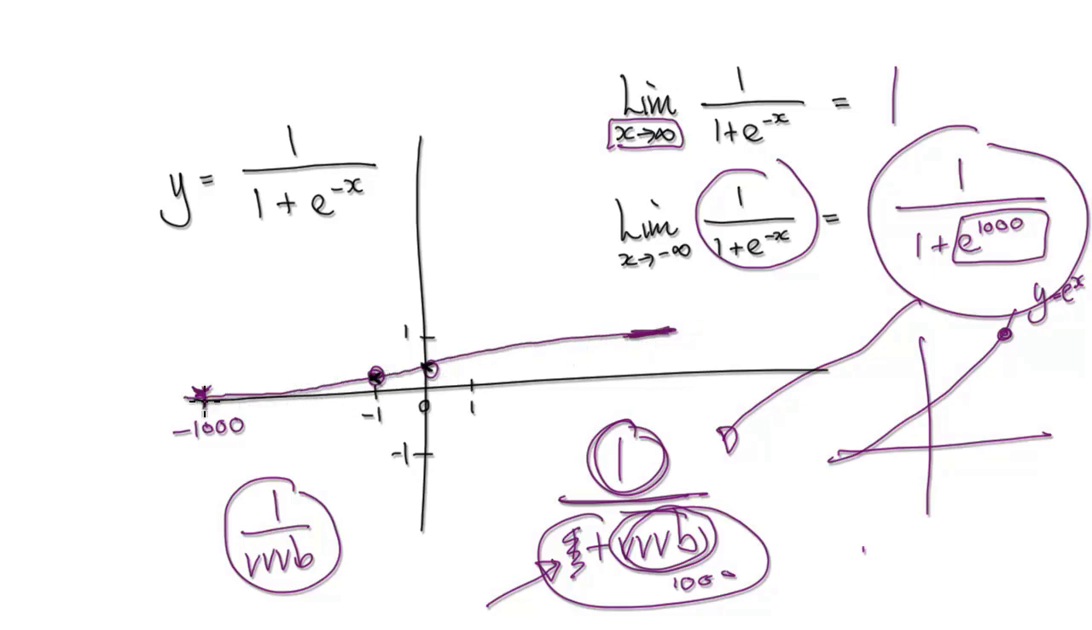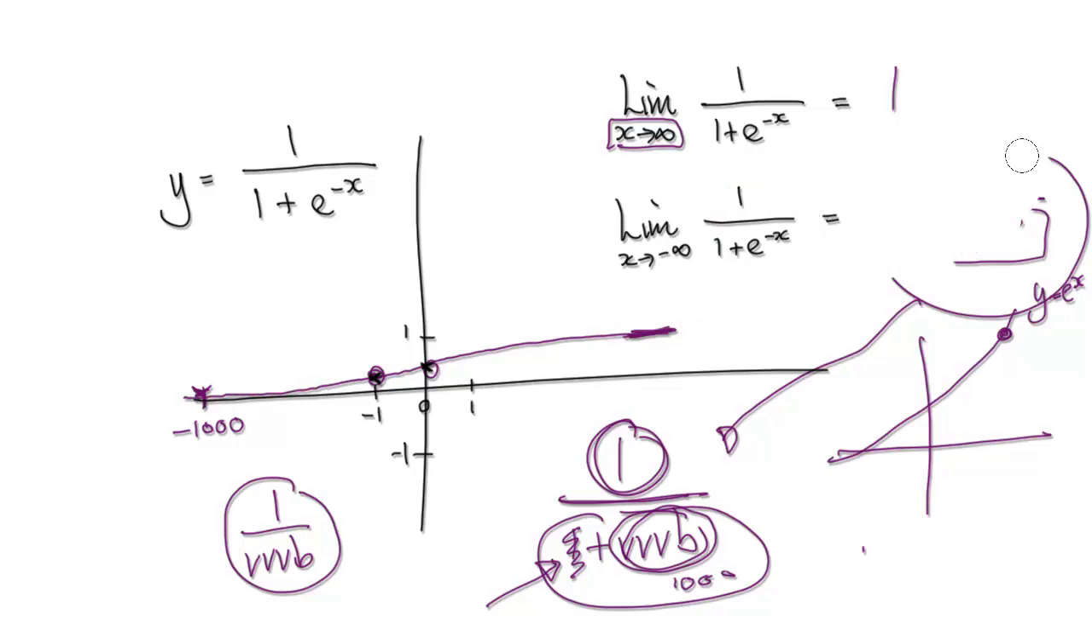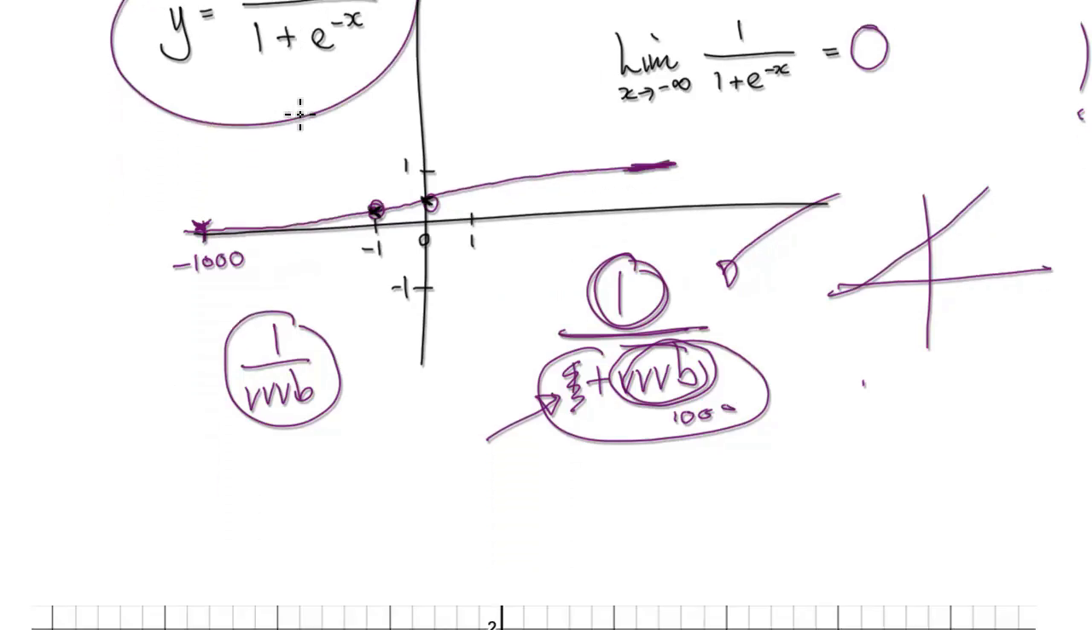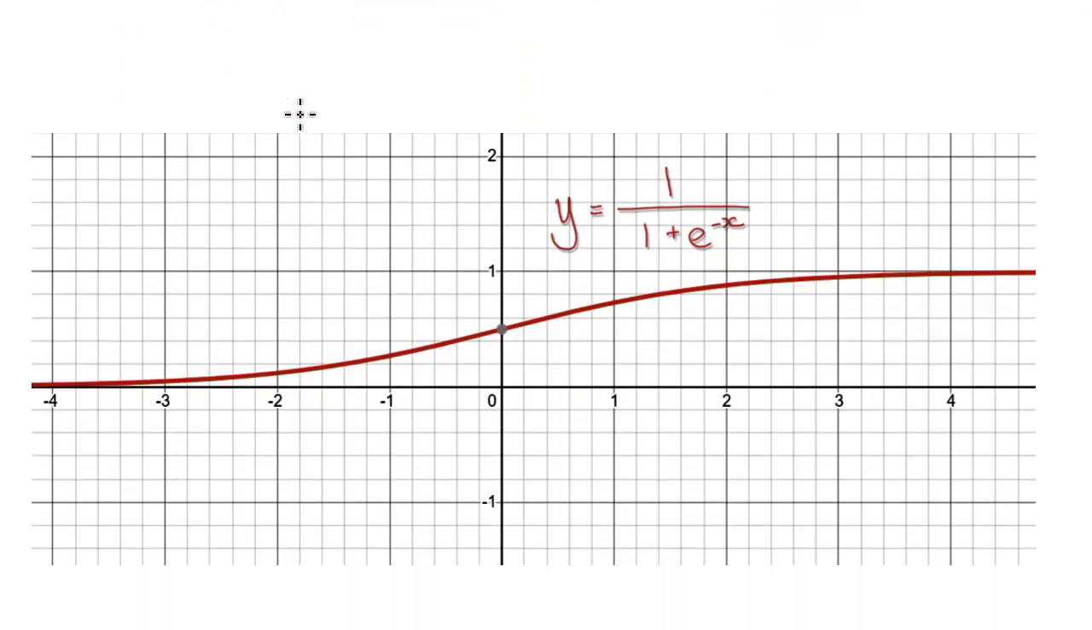So it's going to look something like this. Okay, so the limit here is actually 0 because it is approaching 0. So if you plot this into Desmos, it will give you this graph.